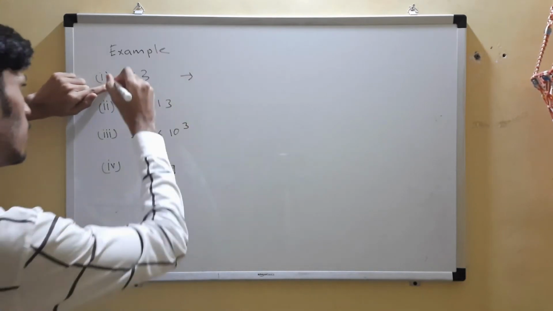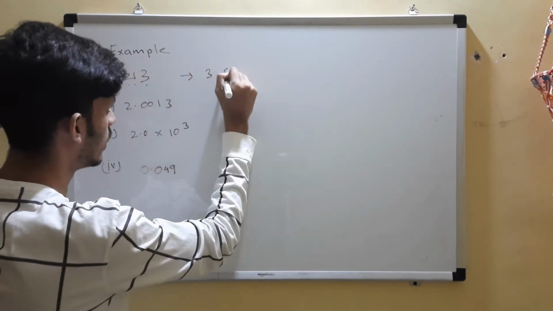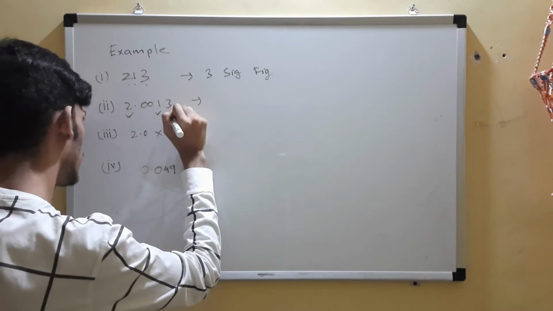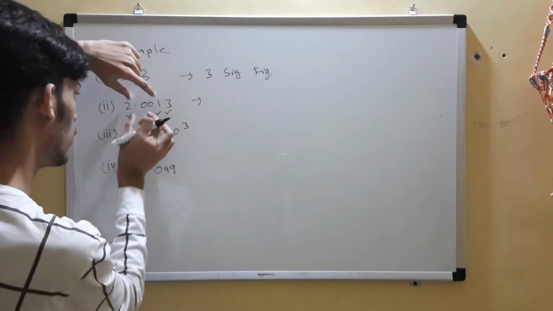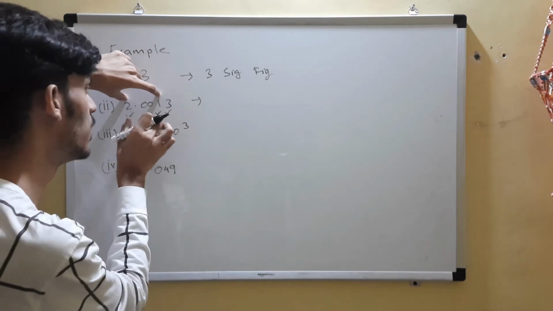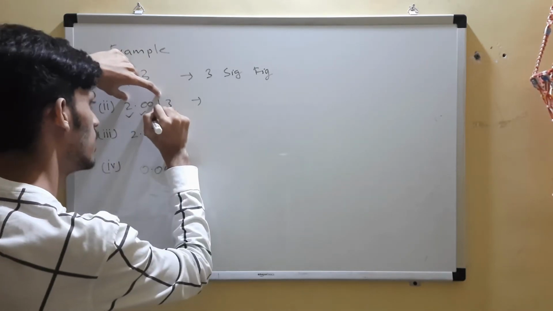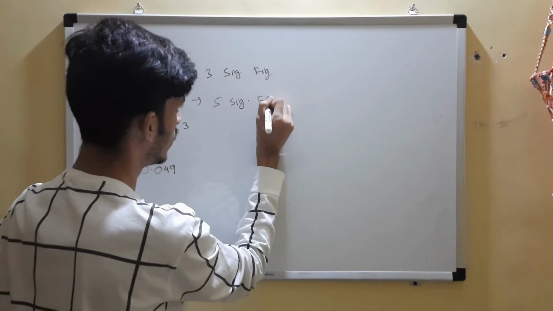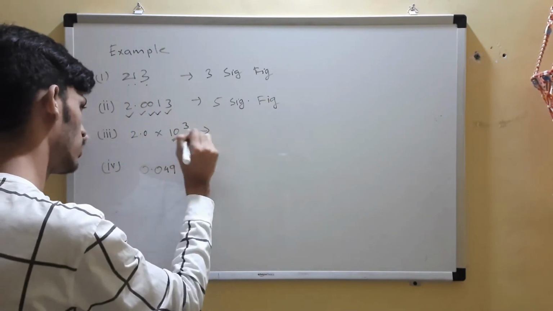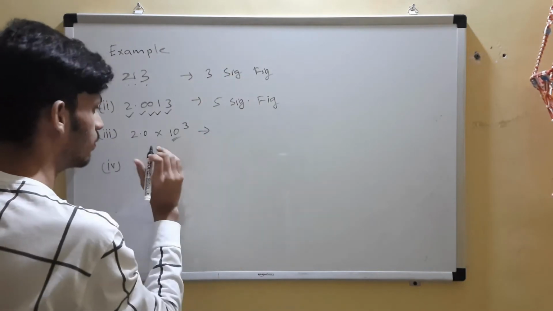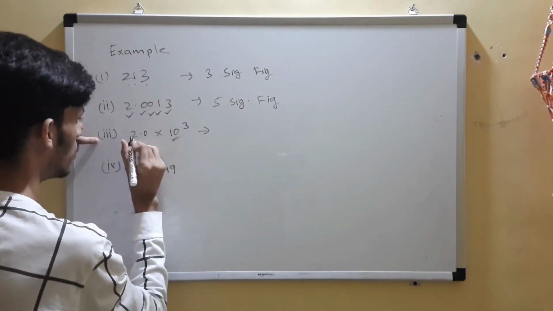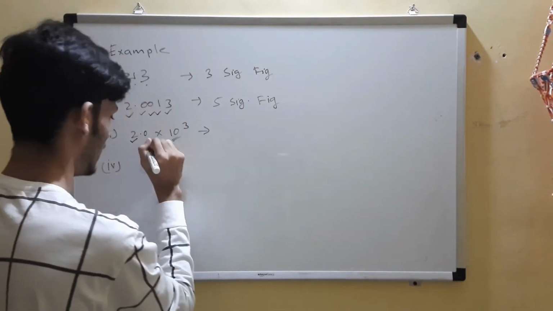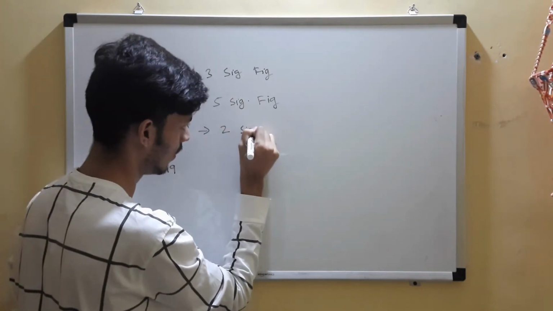So all of these are non-zero. 1 2 3, 1 2 3. So 3 significant figures. Here 2 is significant non-zero, 1 is significant non-zero, 3 is significant. These two zeros are squeezed between two significant figures, so significant. So 1 2 3 4 5, 5 significant figures. Then let's come to this powers of 10. We spot it, go kill it. So remove this, no use. So 2 is significant. What about this 0? It comes after the decimal, significant. So 2 significant figures.